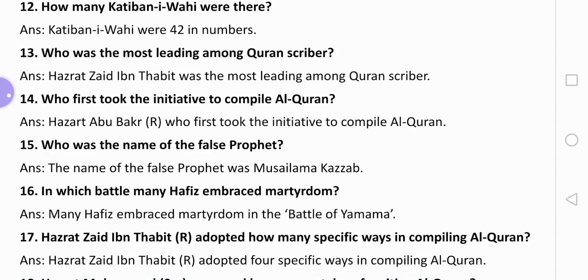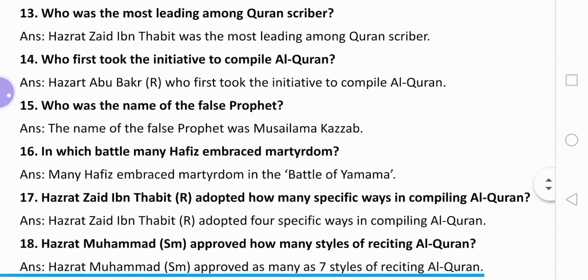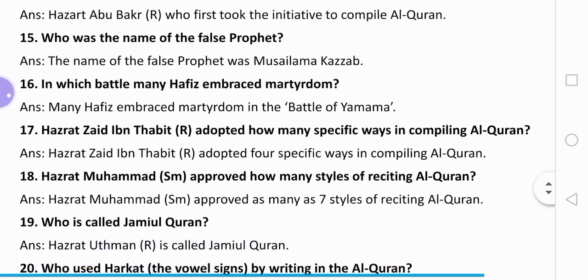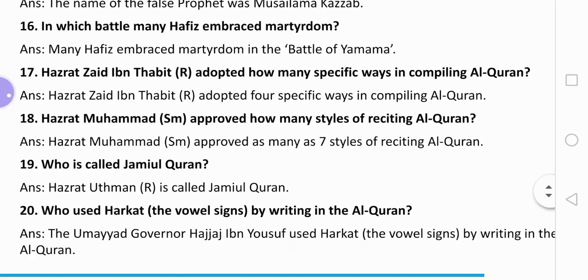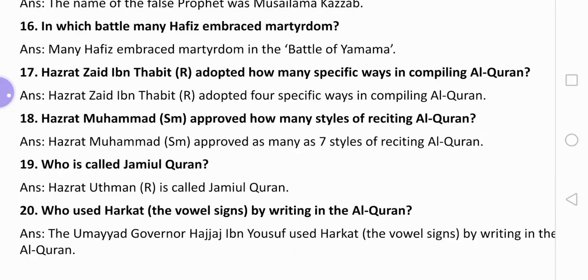Number 15, what was the name of the false prophet? The name of the false prophet was Musaylama Kazzab. You have to memorize his name perfectly. Number 16, in which battle did many Hafiz embrace martyrdom? Many Hafiz embraced martyrdom in the battle of Yamama. Number 17, Hazrat Zaid ibn Sabit radiyallahu ta'ala adopted how many specific ways in compiling Al-Quran? Most important question. He adopted 4 specific ways in compiling Al-Quran.